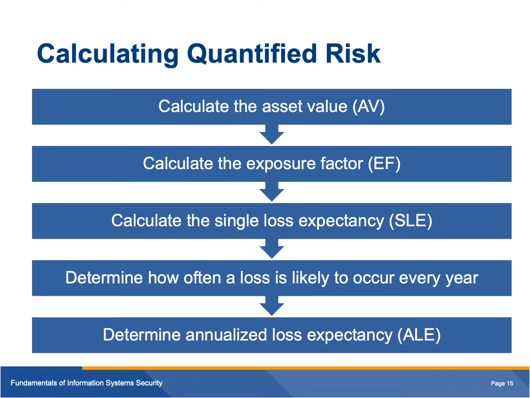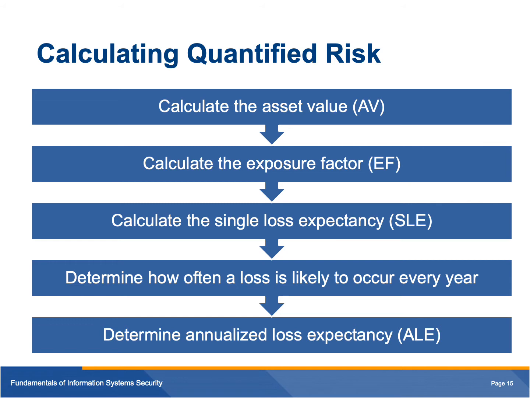And then finally, determine the annualized loss expectancy, or the ALE. The ALE is the SLE, the single loss expectancy, so the loss when the incident happens, multiplied by the ARO, the annualized rate of occurrence. The ALE helps an organization identify the overall impact of a risk.